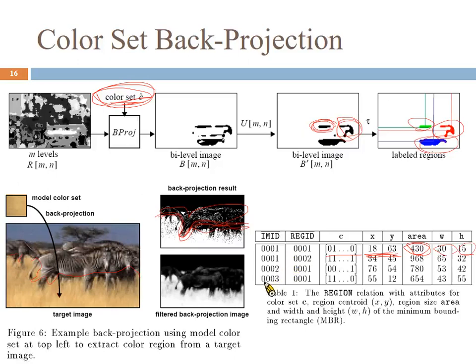So in a word, to summarize, for each image we may have several regions, and for each region we have the corresponding color set, the centroid of this region, the area of this region, and the width and the height of this region. Based on this information, we can do region-based query in the following.